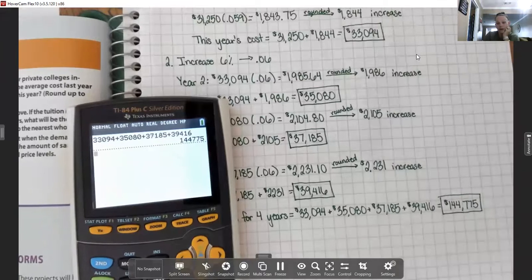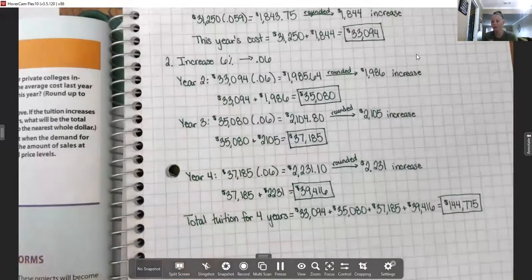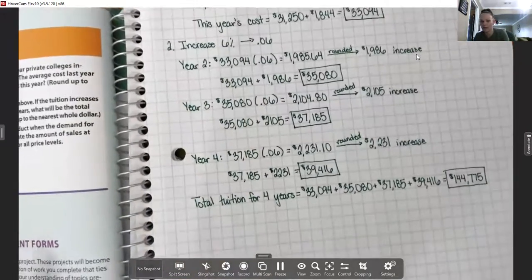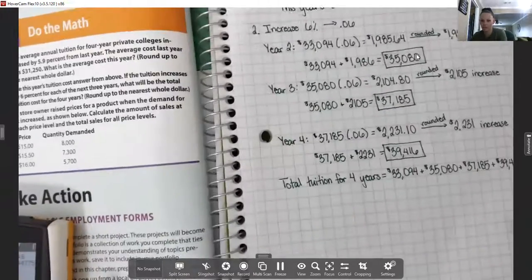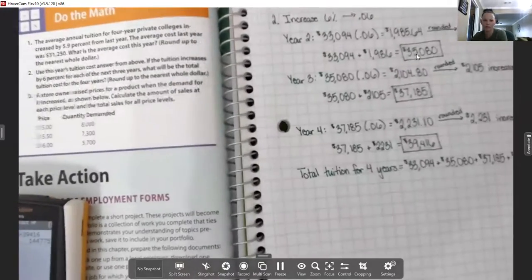Questions on that at all? Okay, we have one problem left on this math page. Move it back over a little bit so you can see the problem.